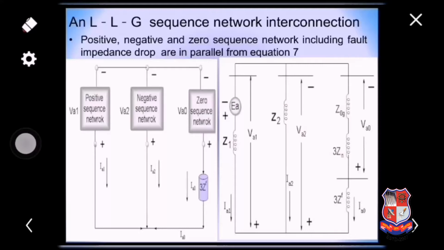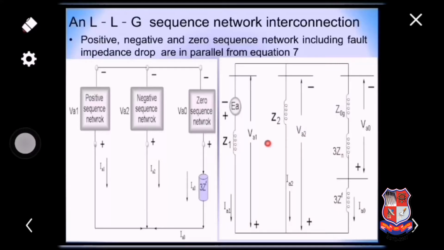Now you can see from this diagram that these two branches are in parallel. Z0G, 3Zn, 3Zf are in series. That is in parallel with Z2, and that is in series with Z1. So applying Ohm's law in this network reduced by this series-parallel combination, IA1 will be equal to EA divided by Z equivalent of this entire network.